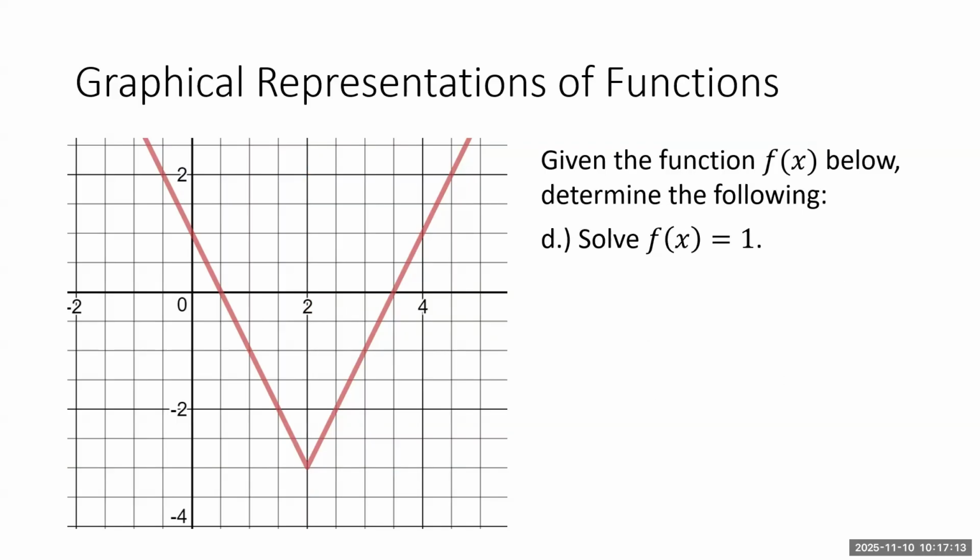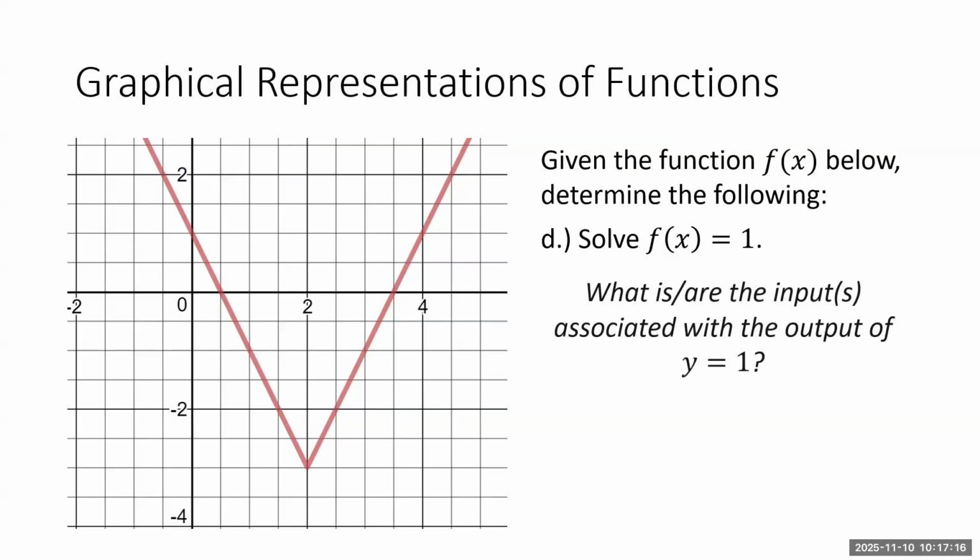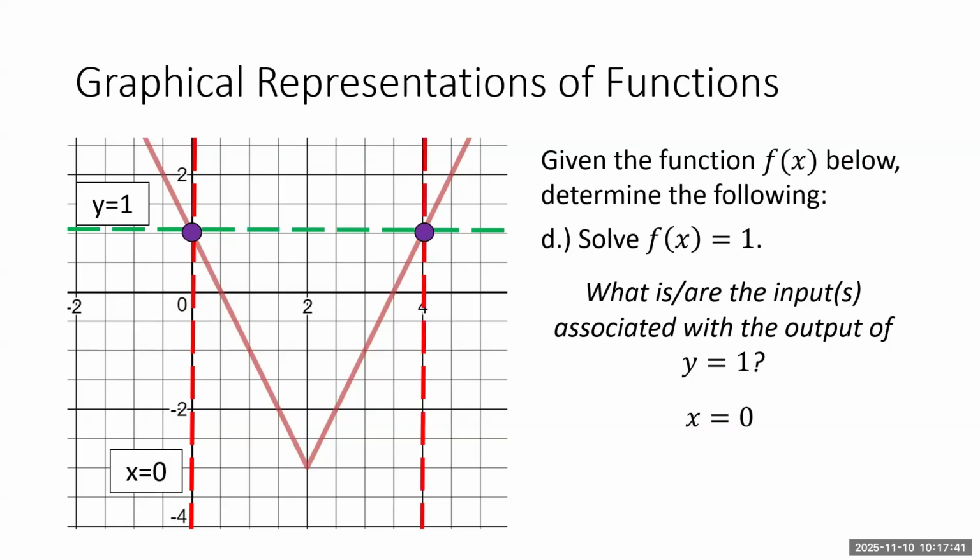Part D. Now I need to solve for f of x equals 1. What are the inputs associated with the output of y equals 1? So I draw a horizontal line at y equals 1, which is highlighted on the graph, and I see that I intersect the function at 2 points. One where x equals 0 and one where x equals 4. I draw vertical lines at x equals 0 and x equals 4 to show these intersections clearly. Our solutions to the equation f of x equals 1 are x equals 0 and x equals 4.